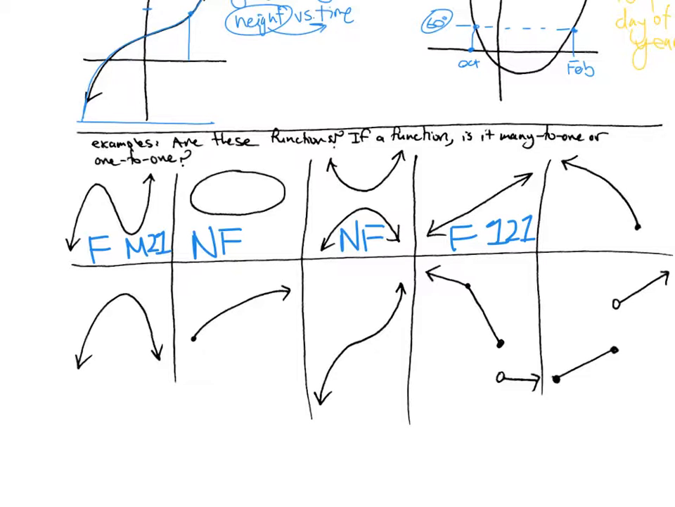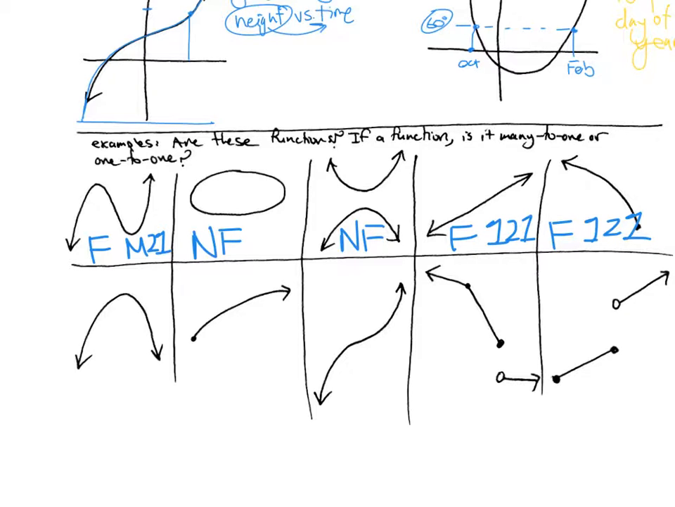Okay, here we have a square root function, and that definitely passes the vertical line test, and it passes the horizontal line test. So the square root function doesn't continue down, but it keeps going up. So that's cool. It's a function, and it's a 1-to-1 function.